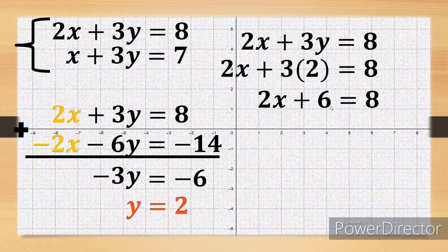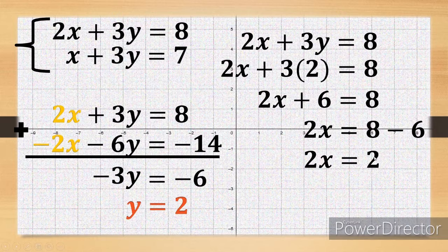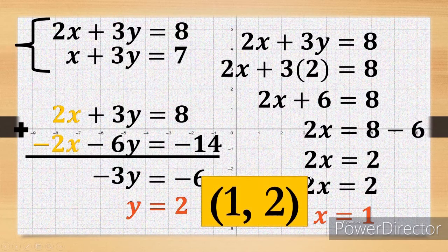3 times 2 is 6. So, we have 2x equals 8 minus 6. So, 8 minus 6 is 2. So, we have 2x equals 2. To find x, divide both sides by 2. And our x is 1. So, meaning ang ating ordered pair or yung solution ng system or yung intersection of lines, we have (1, 2).